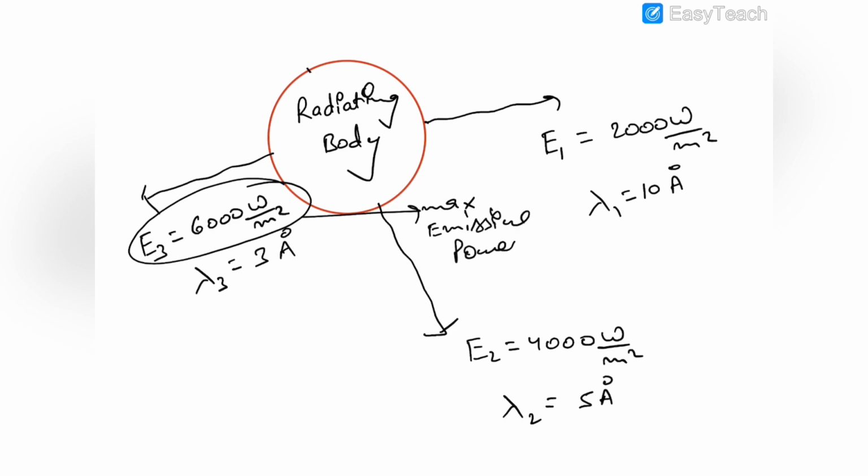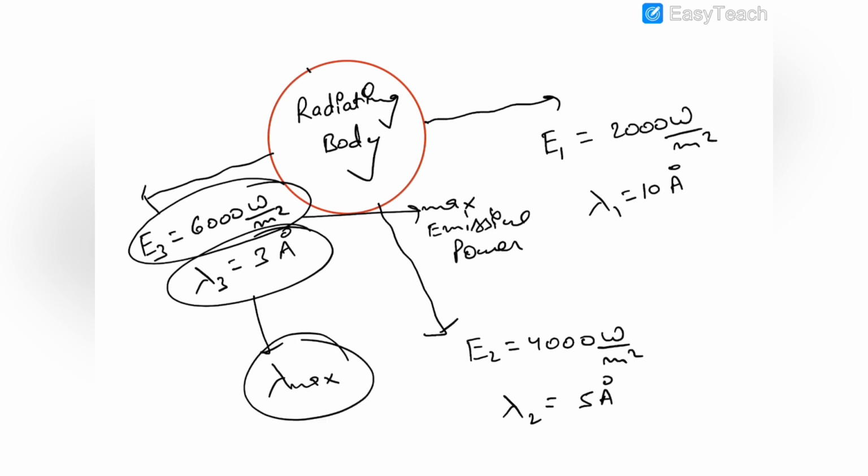The wavelength which corresponds to the maximum emissive power, in this case lambda 3, is called lambda max. So lambda max is not the maximum wavelength. In fact, lambda max is the wavelength which corresponds to the maximum emissive power. It is not necessary that the radiation which has the maximum emissive power also has the maximum wavelength. So you must clearly know that lambda max is the wavelength associated with the radiation whose emissive power is maximum. In this case it is lambda 3.